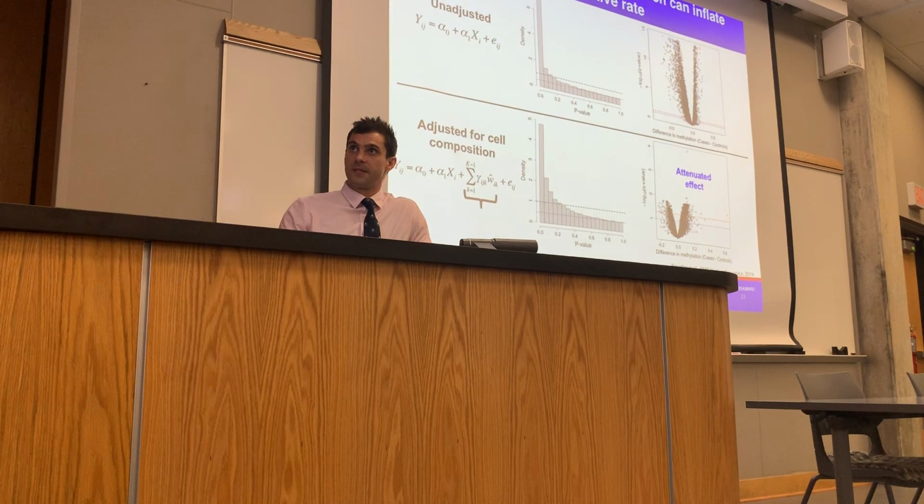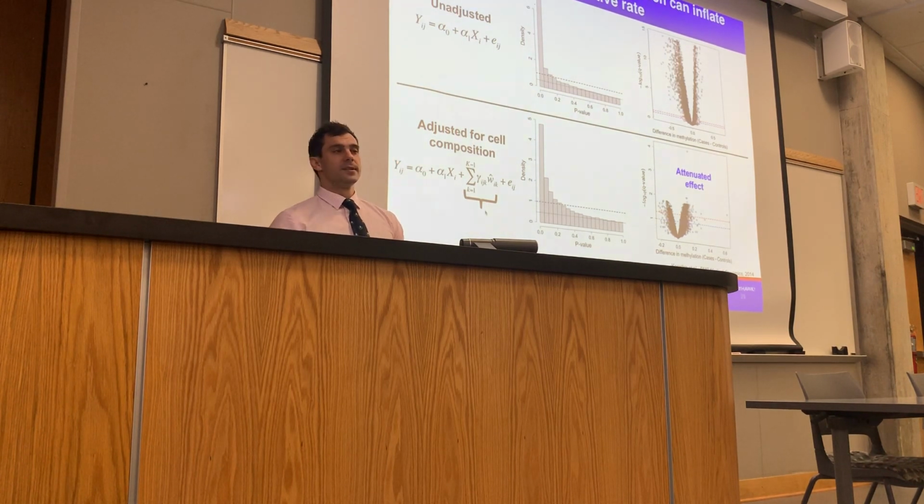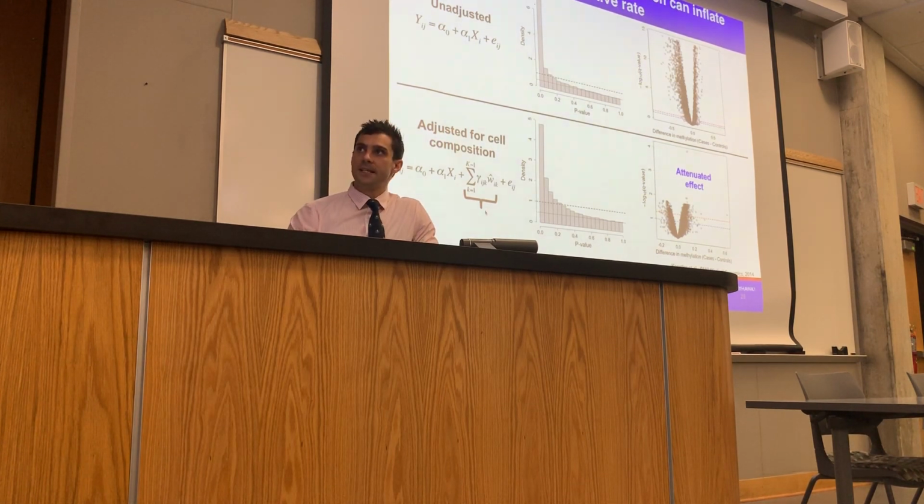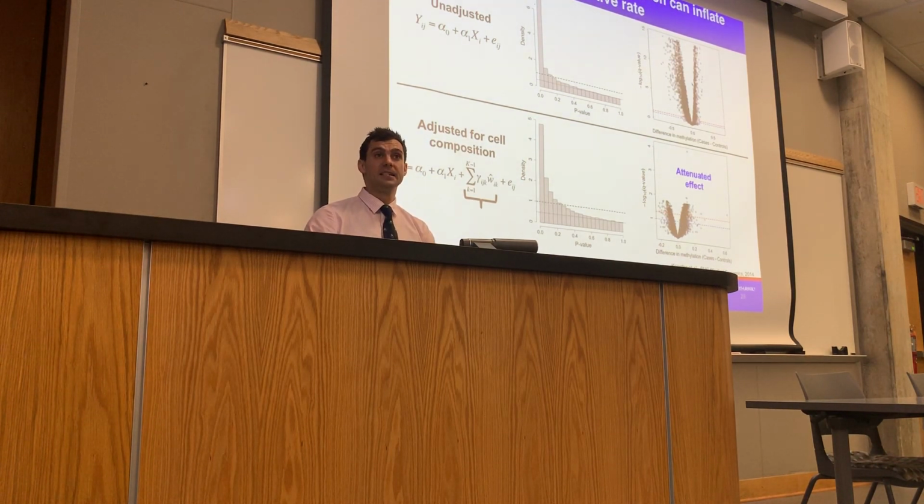Now what we see is when we adjust for cell composition, so we augment our statistical model with a term that accounts for the different proportions of cell types in the sample that we're profiling methylation in, we see that there's an attenuated effect. In other words, a lot of the things that were previously being declared as significantly different between cases and controls go away. And the reason they're going away is because differences in immune composition are explaining those differences. So when we adjust for immune composition, the effect goes away.